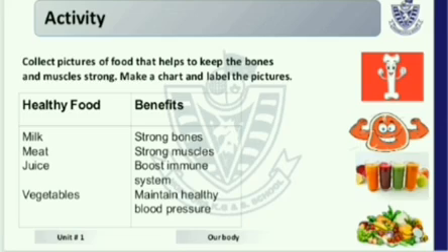Juice. Juice boosts your immune system, removes toxins from body and aids in digestion. Vegetables. Vegetables are important source of many nutrients. It helps us to maintain healthy blood pressure. Students, by using this example as a guide, you can make your own food chart.